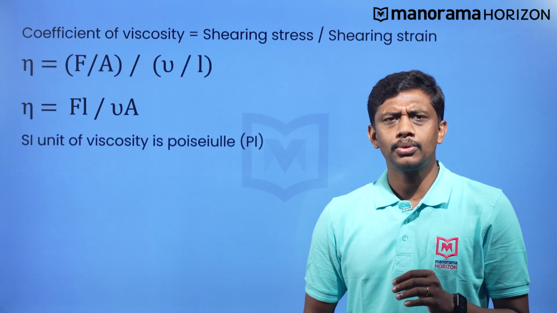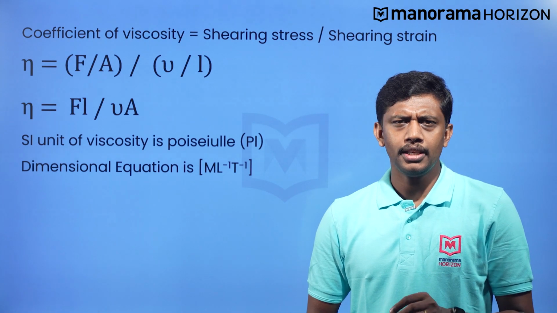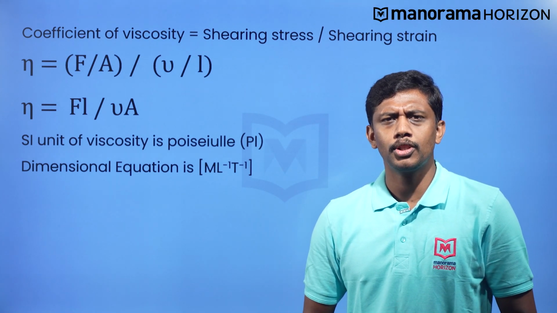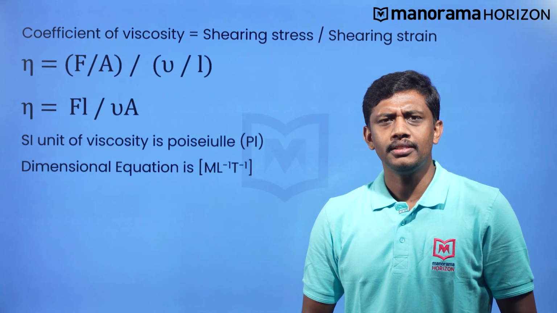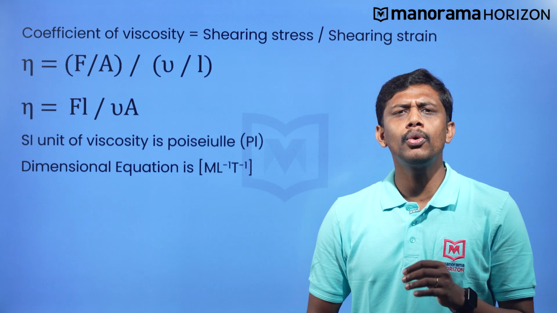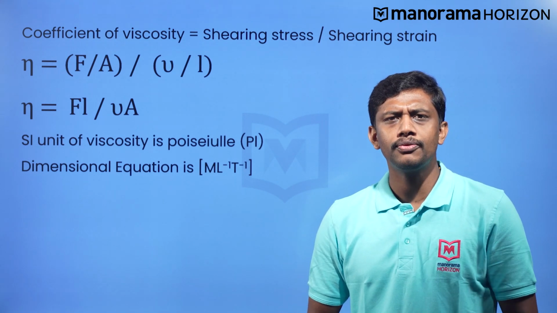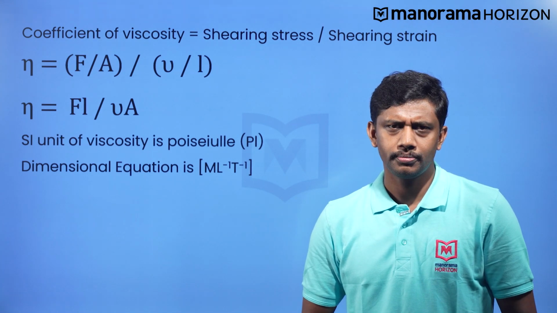The SI unit of viscosity is Poiseuille and its dimension is M L to the power negative 1 T to the power negative 1. All real fluids except superfluids have some resistance to shear stress. But a fluid that has no resistance to shear stress is known as an ideal fluid or inviscid fluid.